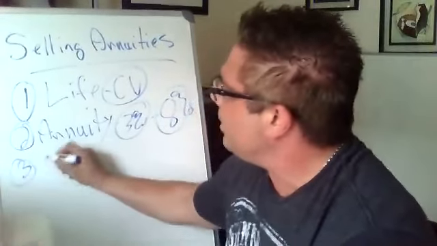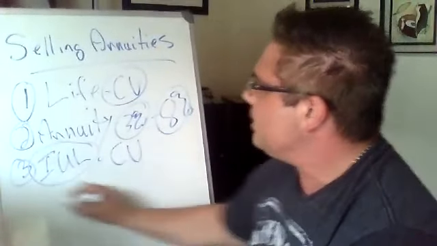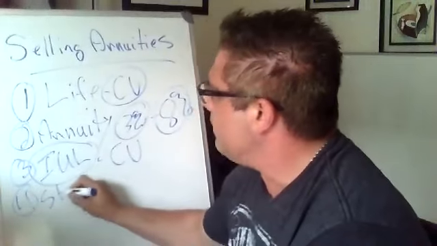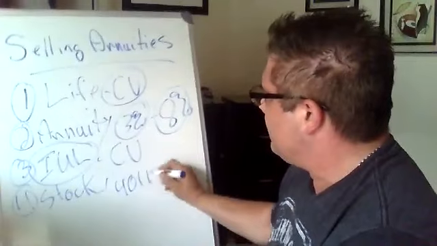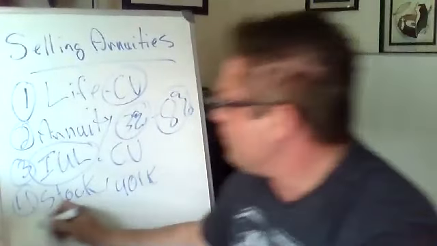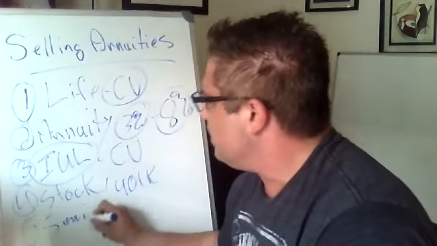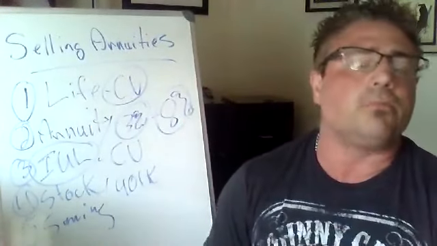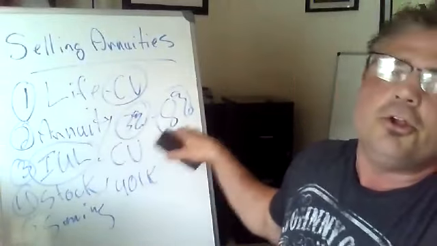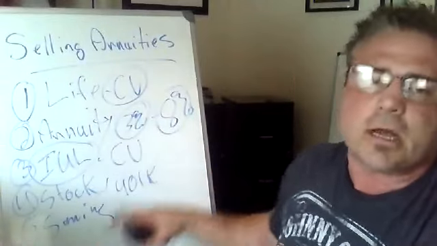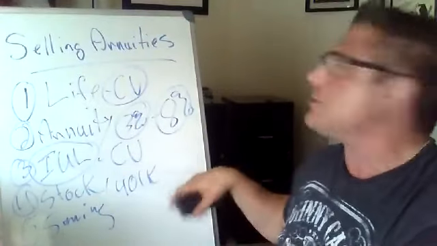Number three, you can find them in index universal life cash values. Number four, you can find them in stock-based products, 401ks. So basically everywhere. Five, you can find them in savings accounts that aren't doing anything, with no earning potential. So you've got life insurance cash value, annuities, index universal life, stock-based products, 401ks, the savings account, and 403bs to be added.